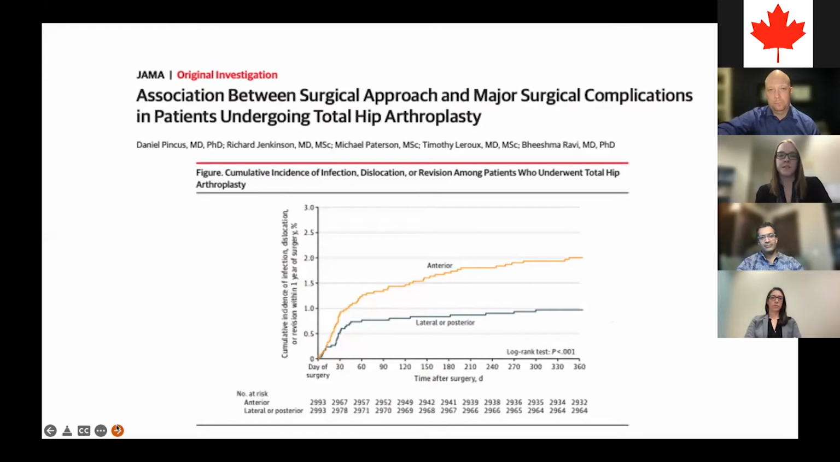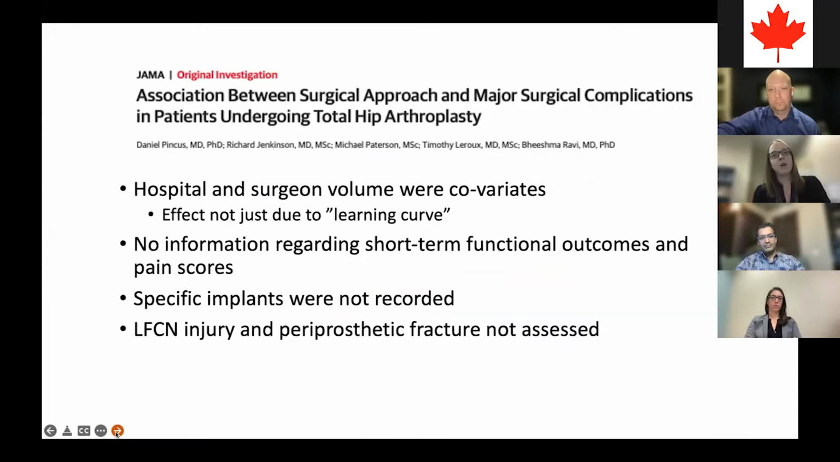This is the chart really that they showed with their main finding of the study. So you can see there the cumulative revision of the anterior approach compared with the lateral or the posterior, which was part of the propensity match. As you can see, it's higher in the anterior approach. They did factor in hospital and surgeon volume in some of their covariates. So they concluded that it's not just a learning curve here. There may be some actual aspects of the surgery which influence things.